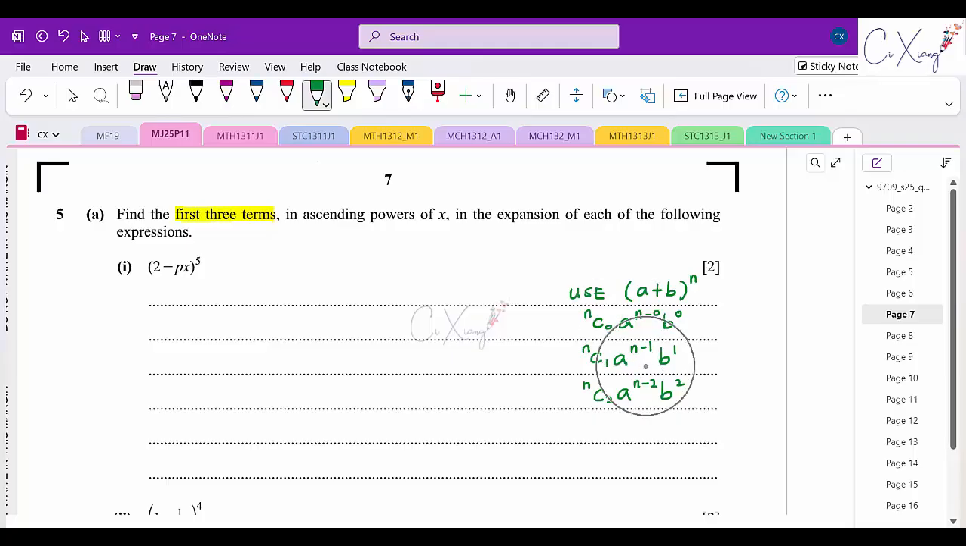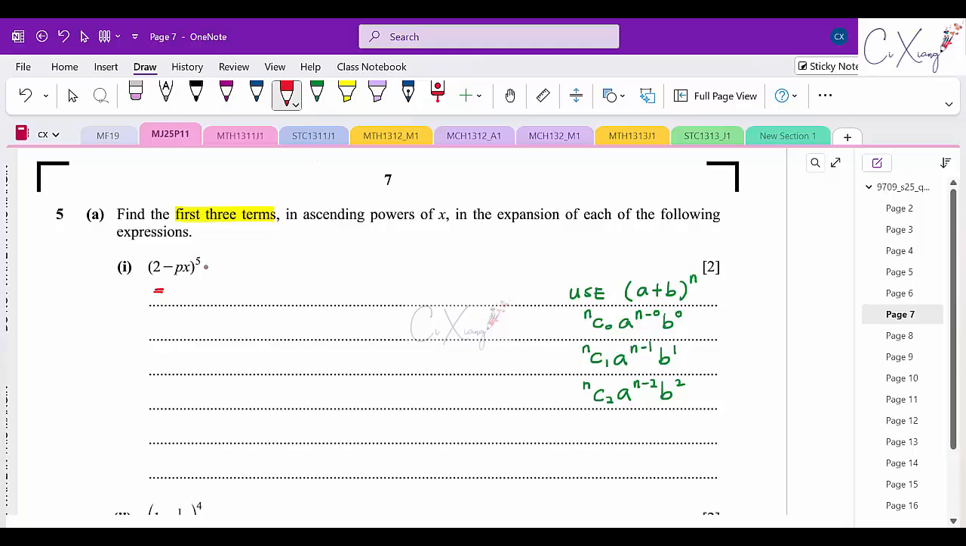First term, second term, and also the third term, because for this question they are asking for the first 3 terms. Okay, then let's continue from here. I have 2 minus px power 5. Let's compare it with the formula here. A will be the 2, B will be the negative px, and n will be the 5.